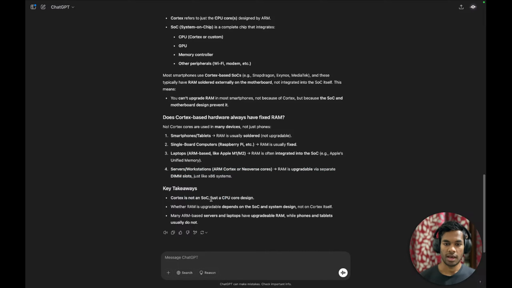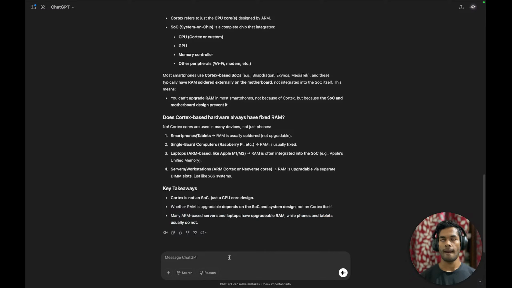Takeaway: Cortex is not an SoC, just a CPU core design. That makes sense. Whether RAM is upgradable depends on the SoC and system design, and not on Cortex itself. Many ARM-based servers and laptops have upgradable RAM, while phones and tablets usually don't.